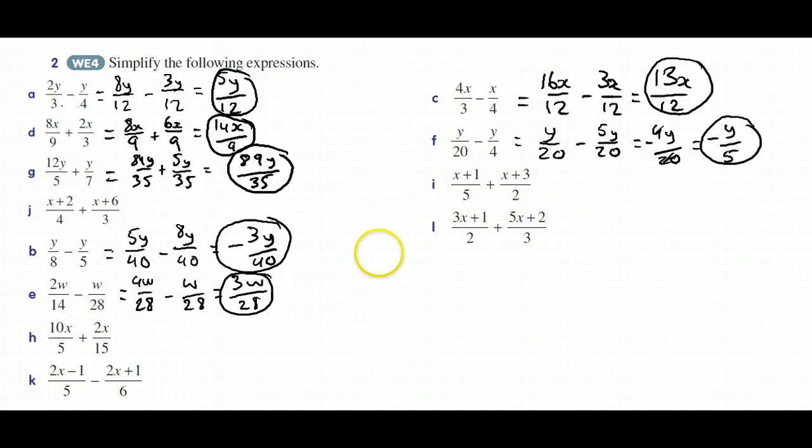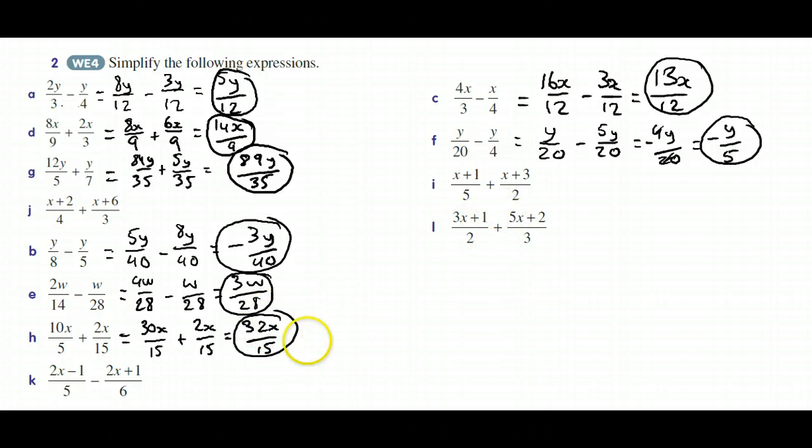Okay, for H is the next one. Common multiple is 15, lowest common multiple. So to get that to be 15 we've got to multiply it by 3, so we've got 30x over 15, and we don't have to do anything to this one, it's already over 15, so we've got 32x over 15 is the answer, and we can't simplify that.